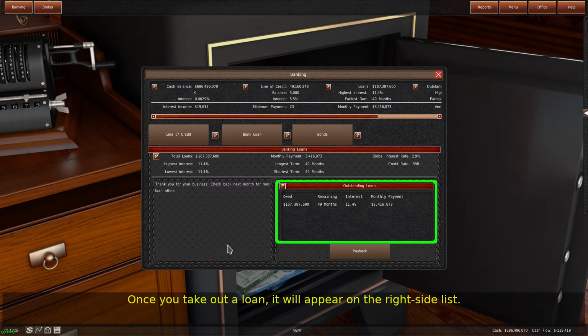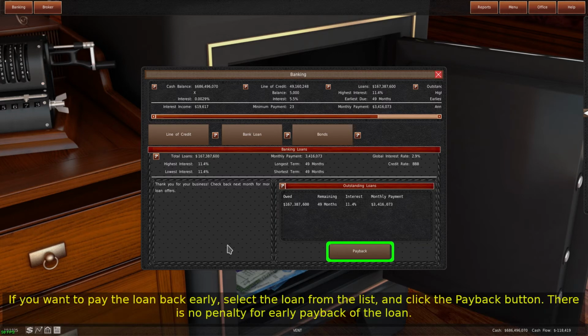Once you take out a loan, it will appear on the right side list. If you want to pay the loan back early, select the loan from the list, and click the Payback button. There is no penalty for early payback of the loan.